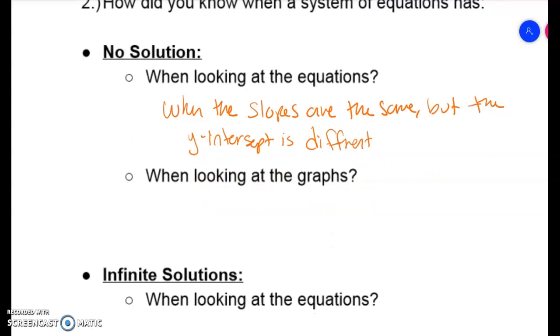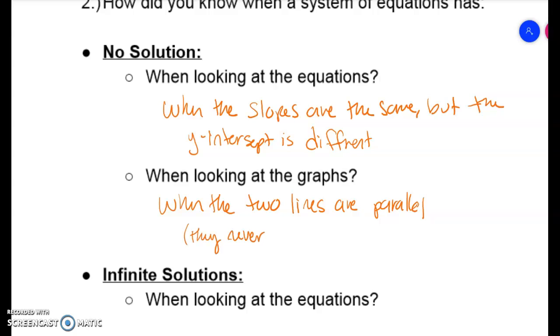Okay, how do we know when looking at graphs? When the two lines are parallel, and you could also say they never intersect. All right.